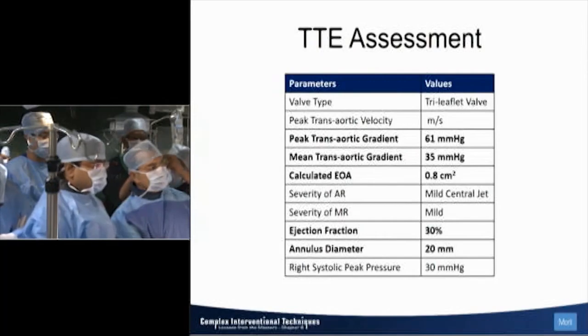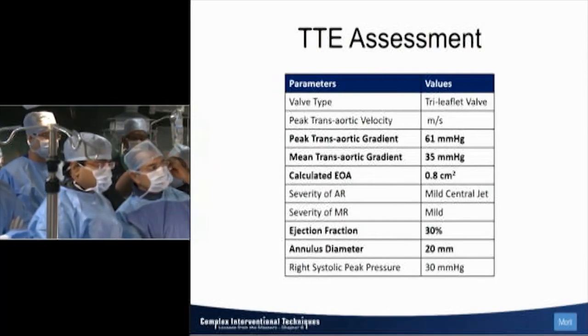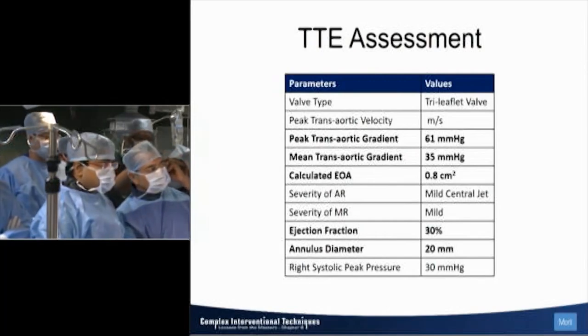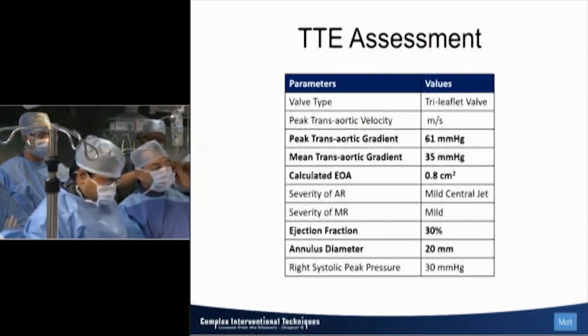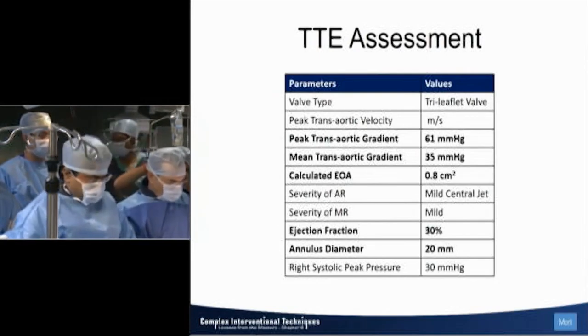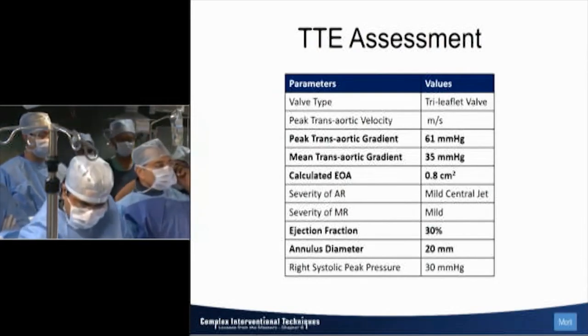These are the echo parameters. The peak gradient is 61, mean gradient is 35 millimeters of mercury with low EF, orifice area of 0.8, EF of 30%.